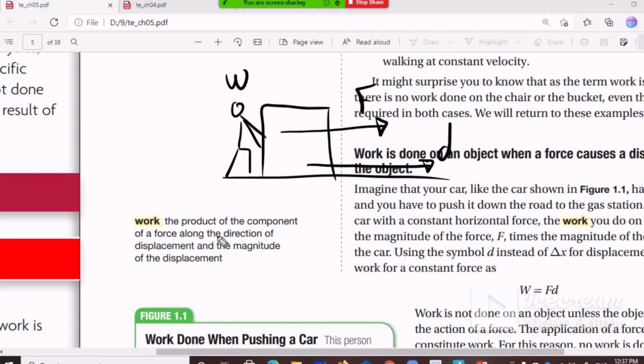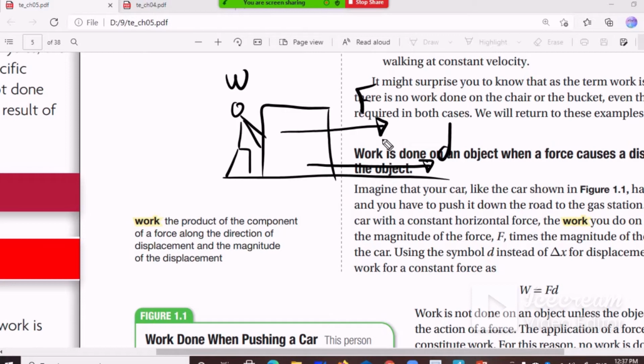Work is a product. It will happen when the component of force, it means the force component, is parallel with the displacement, okay, along the direction of the displacement. They are in the same direction as you see here, and sometimes, as I will explain now, maybe they will be in the opposite direction. But anyway, when we have a force acting on the object, and this force causes displacement, in this case we have work. Anything else, no work.